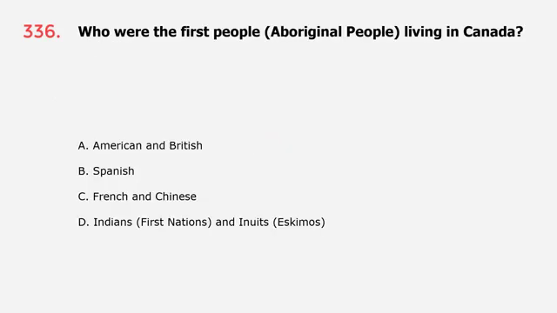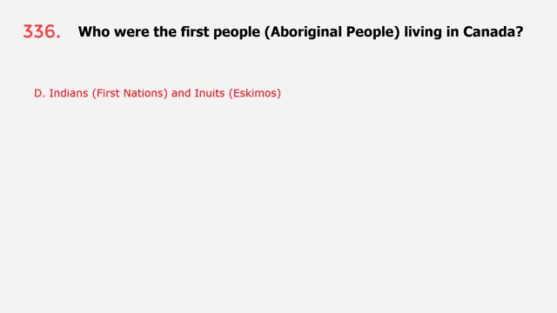Question 336. Who were the first people, Aboriginal people, living in Canada? A. American and British. B. Spanish. C. French and Chinese. D. Indians, First Nations, and Inuits, Eskimos. The answer is D. Indians, First Nations, and Inuits, Eskimos.